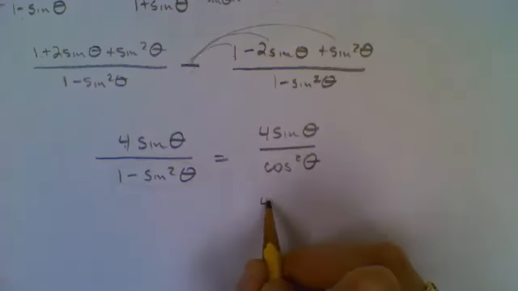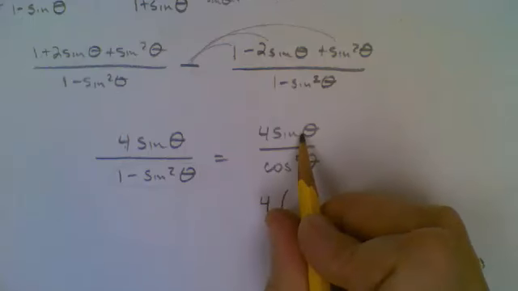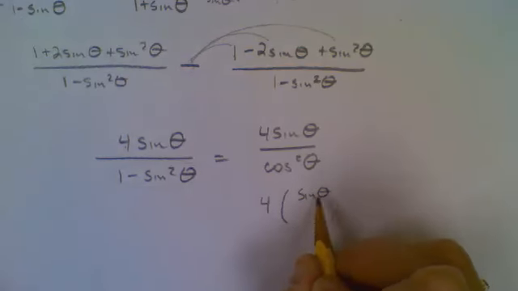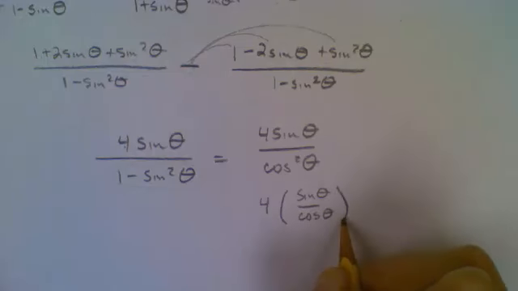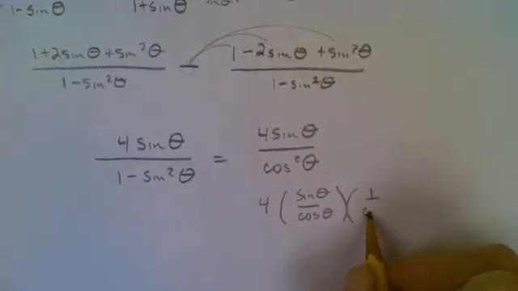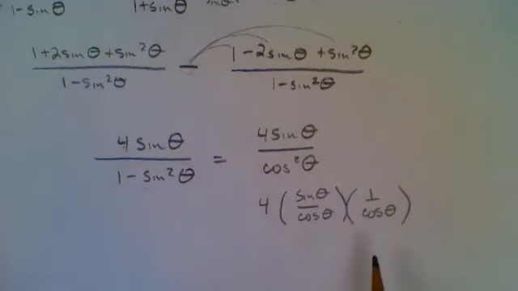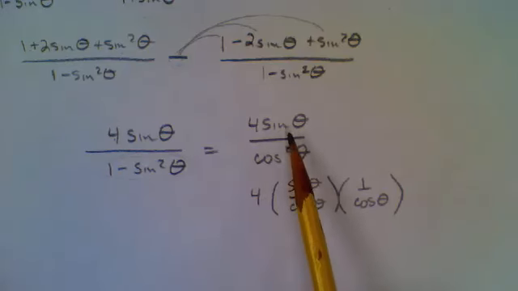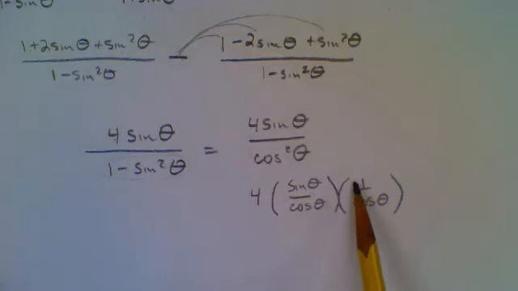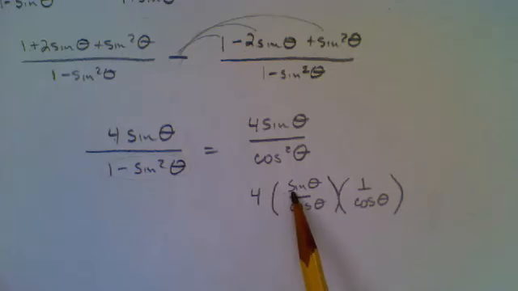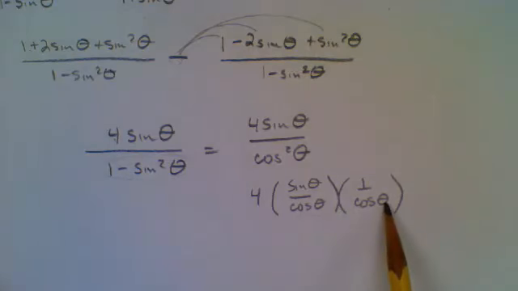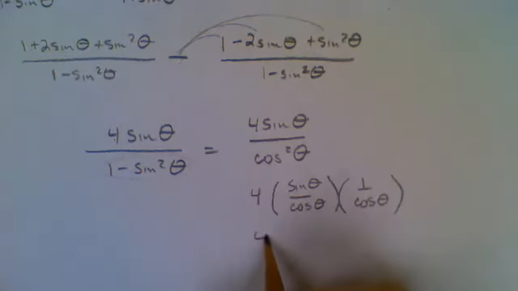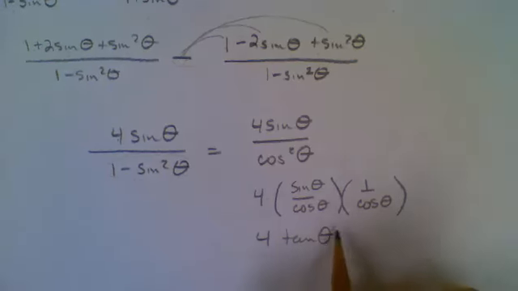And now I'm going to break this up. I'm going to say this is 4 times sine over cosine for one of those fractions, times 1 over cosine. Now make sure that you agree with me that this is still the same thing. It's 4, or 4 over 1 if you want to put that, and I broke this up into sine over cosine times 1 over cosine. If I multiply this out, remember multiply straight across, I get 4 sine over cosine squared. So I haven't changed anything. But now I know that sine over cosine is tangent, and 1 over cosine is secant.